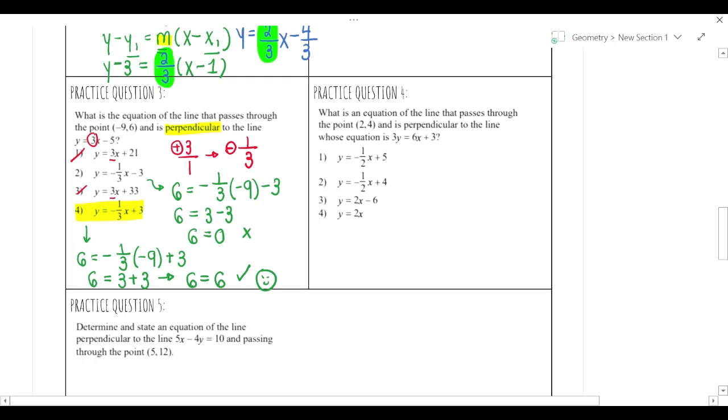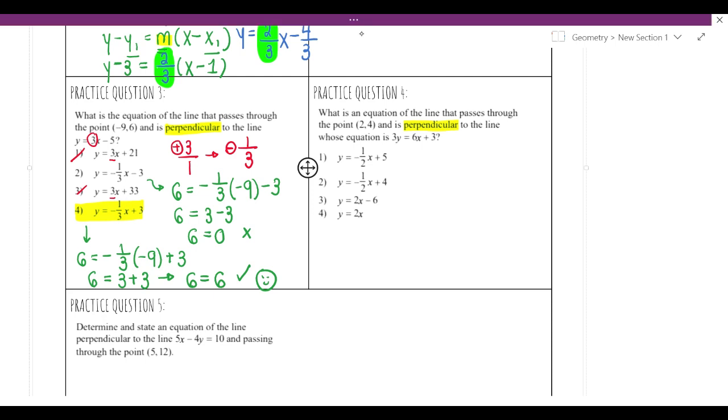Okay, we are almost there. So practice question number 4 says, what is an equation of the line that passes through the point (2, 4) and is perpendicular to the line whose equation is 3y = 6x + 3. Now, it's perpendicular again, so we need to think about opposite reciprocal slopes again.